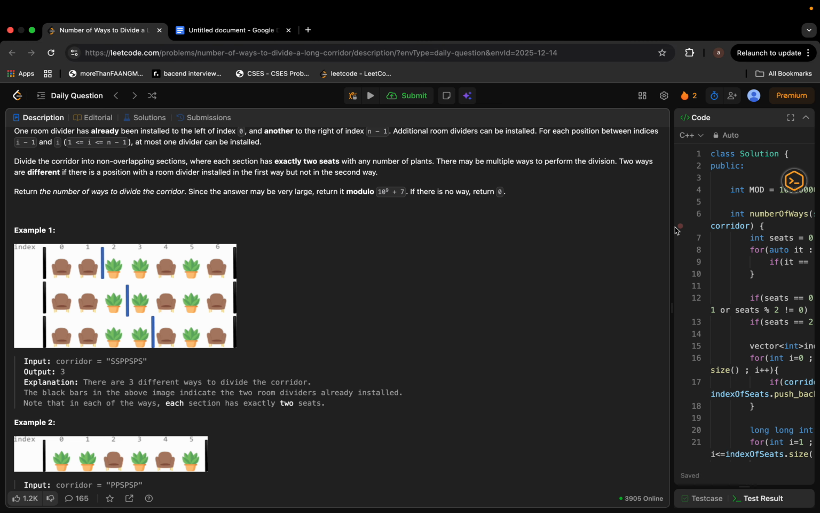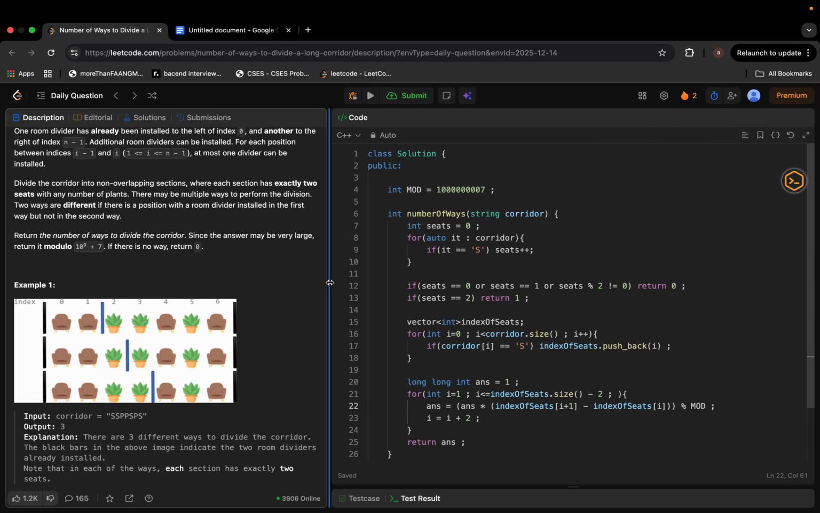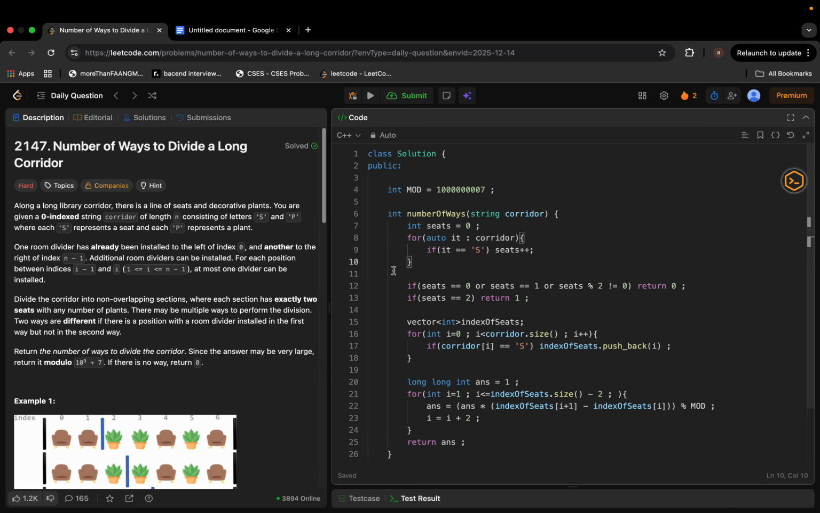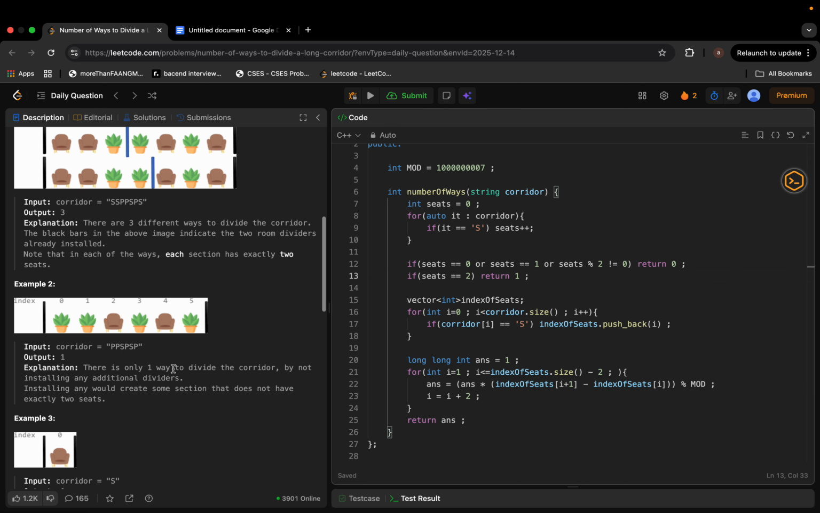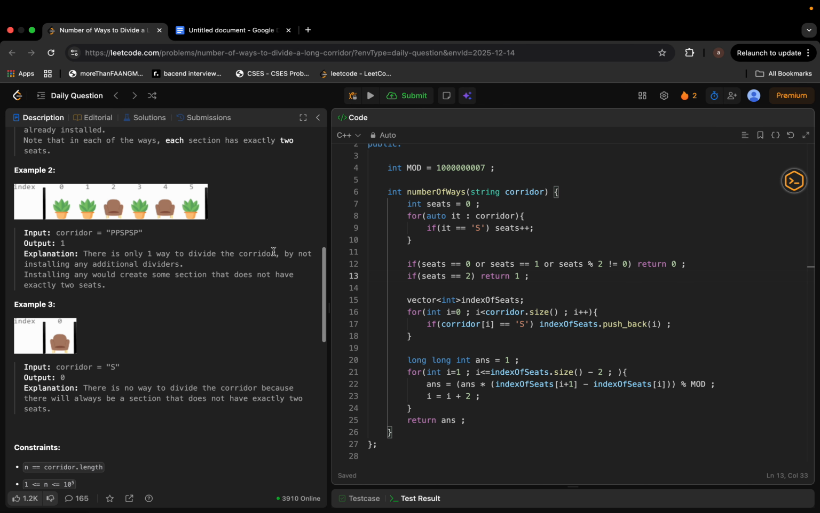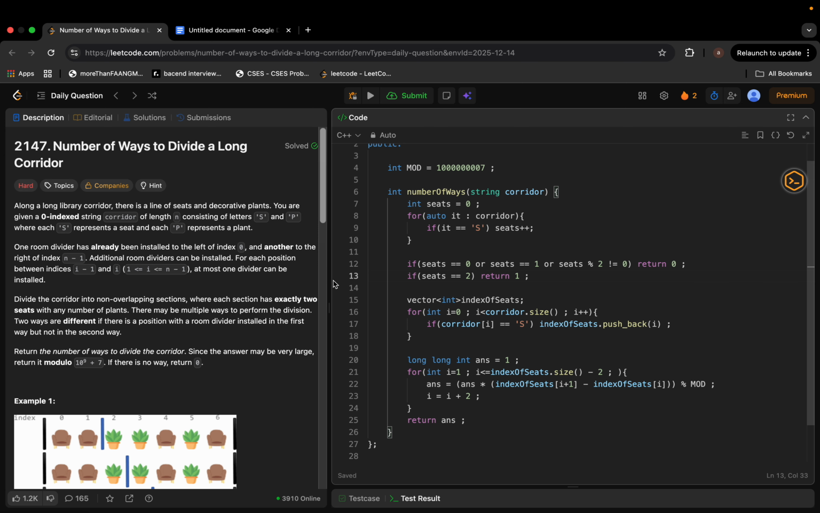Now let's dive into the code and understand from the code's perspective. Okay, so let's first check some edge cases as well. Let's first count the total number of seats they have provided. We'll get to know why I'm counting this. If seats are 0, can we make a division? No, we can't. We should have at least two seats, right?